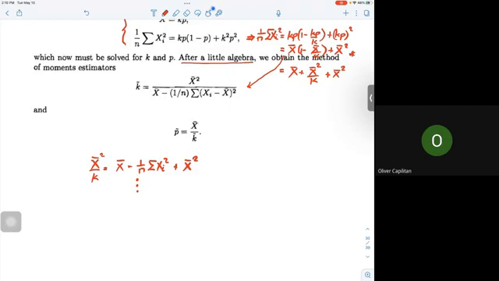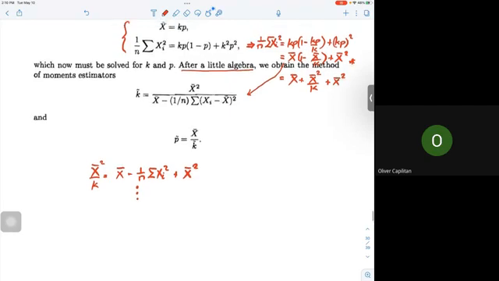And then after that, we can now compute for the method of moments estimator p tilde to be equal to x bar over k tilde. Do you want us to show how to form this solution? Apart.